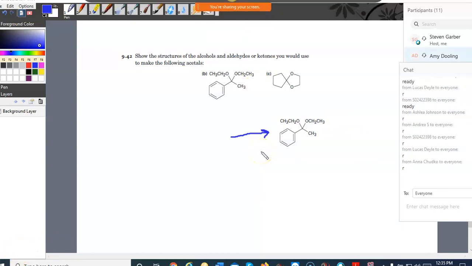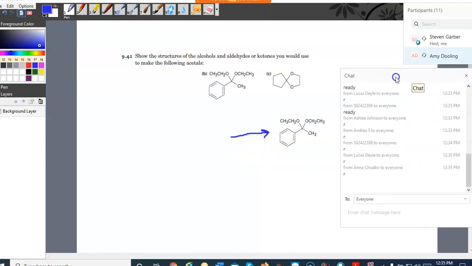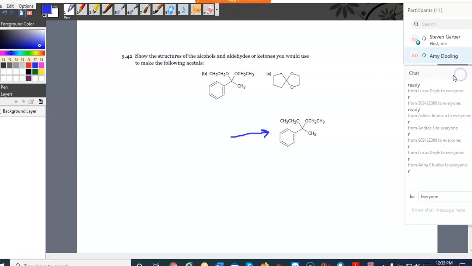All right, so the first one, basically just look at the 2 oxygens and whatever groups are attached to them. That's your alcohol. In this case, your ketone will look like that. And then 2 equivalents of CH3CH2OH in acid.